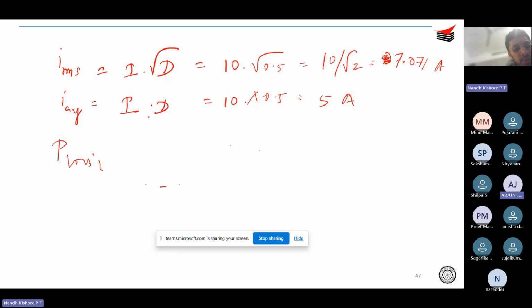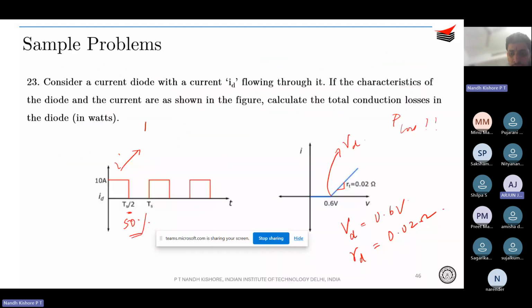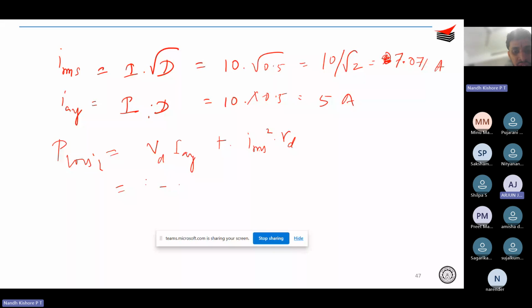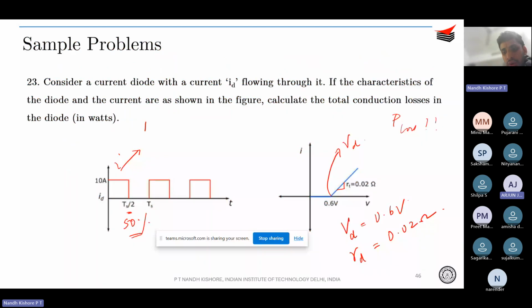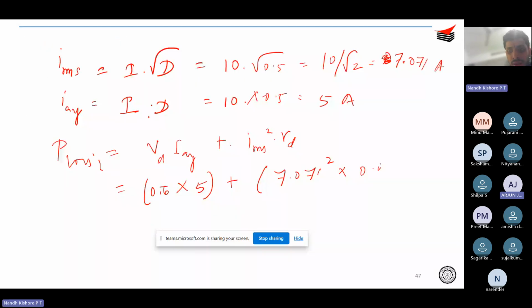So you know what is I RMS and what is I average. You just go ahead and calculate P loss. P loss is VD into I average plus I RMS square into RD. From the graph, you understand that VD is 0.6, into I average 5, plus I RMS 7.071 squared into RD 0.02. Just compute what this is.